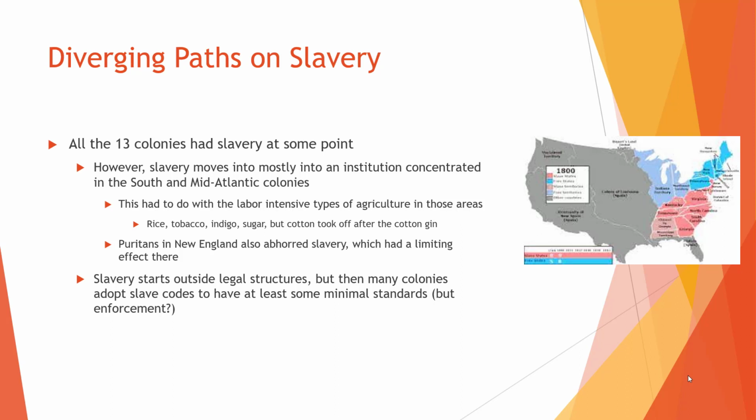So slavery moves, however, later into an institution that's largely concentrated in the South and the southern part of the mid-Atlantic. So the intensive type of agriculture, so rice, tobacco, indigo, sugar, but cotton really takes off after the cotton gin. Because if you've ever actually seen cotton growing, and we don't grow as much cotton in the United States as we used to, there are other parts of the world that grow it as well. One of the things is that when you try to actually pick it, it would scratch you, it's almost like picking roses or something. So it scratches you, and also it's very labor intensive to pick, and then you would have to get things out of it. Like seeds and stuff.